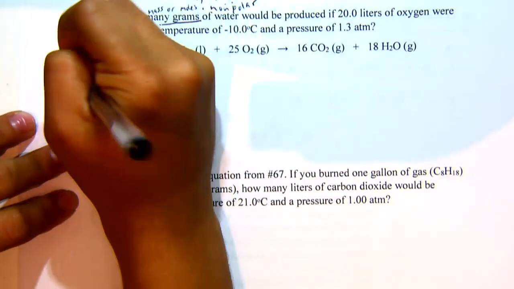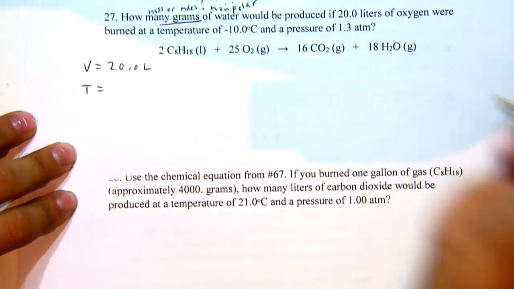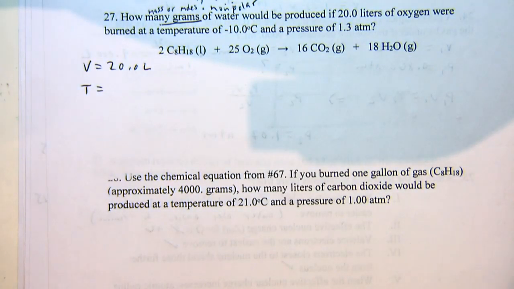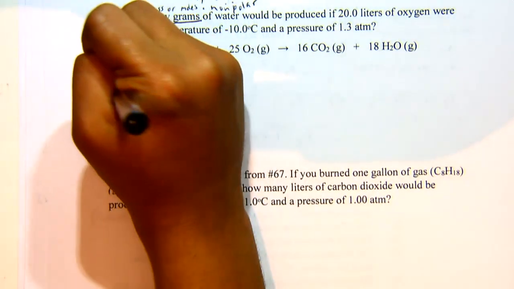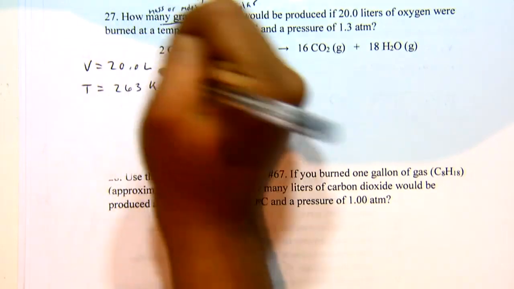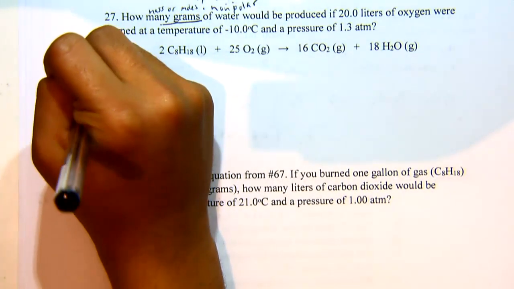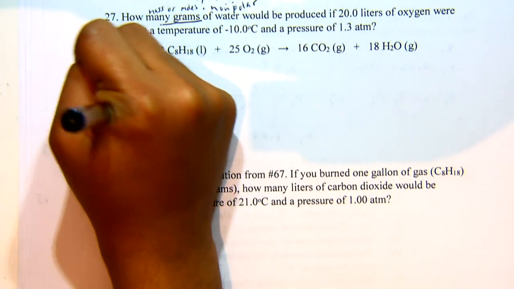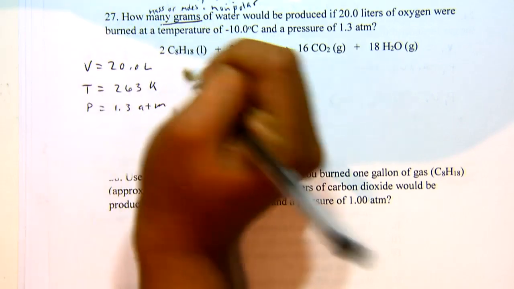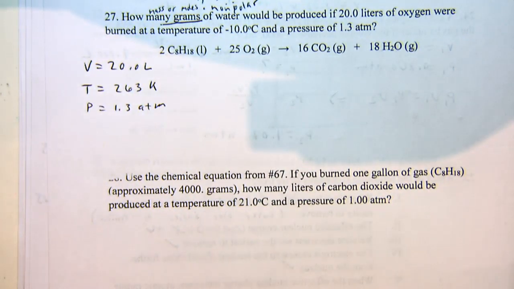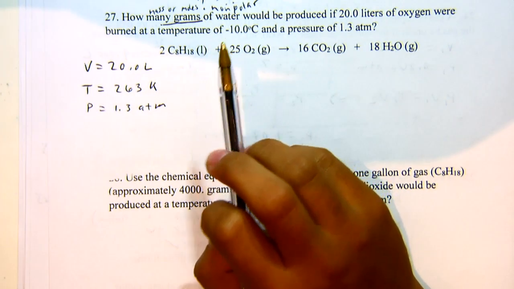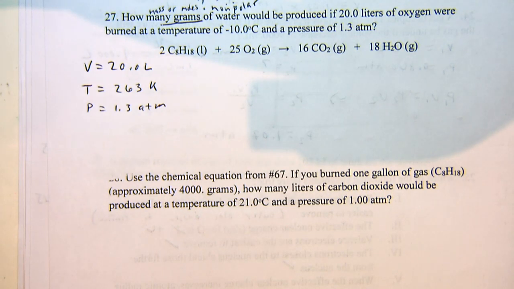We have a temperature, which is negative 10 degrees Celsius. And when we convert negative 10 degrees Celsius to Kelvin, we get 263 Kelvin. And we have a pressure, which is 1.3 atm. All these units look a lot like the ideal gas law to me. Like that's a big red flag, especially because what we're missing is mass or moles. So that's how you can logic your way through problems.